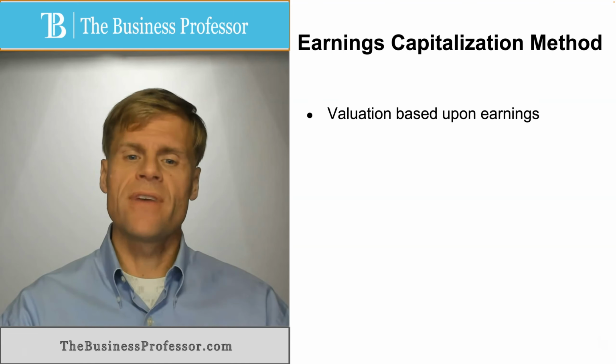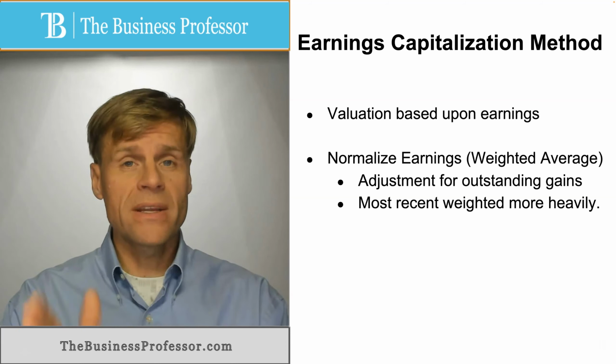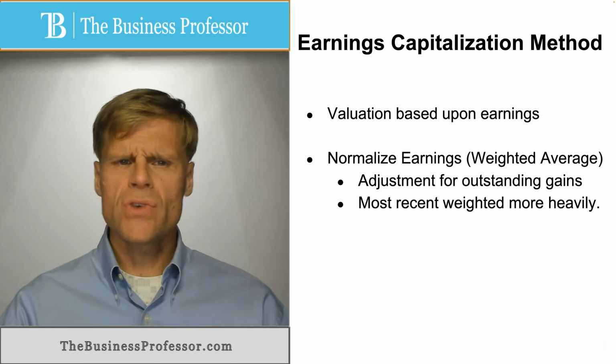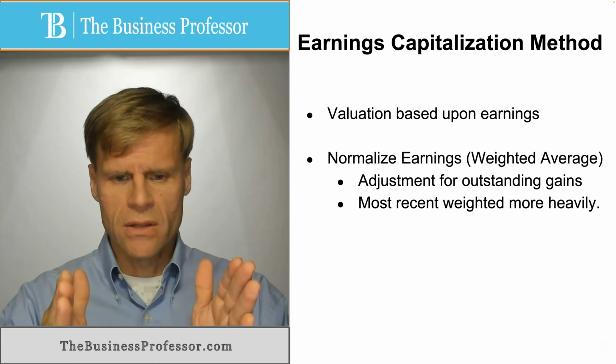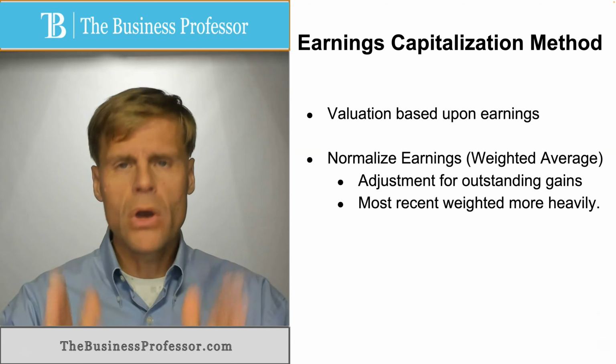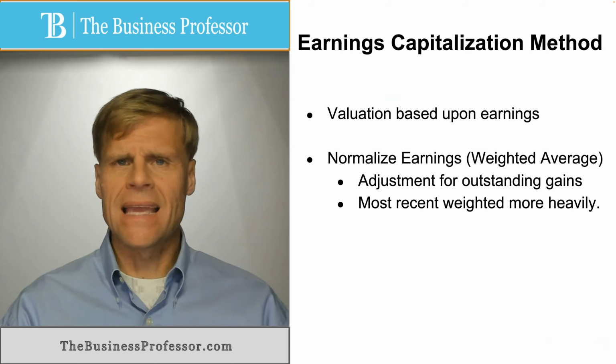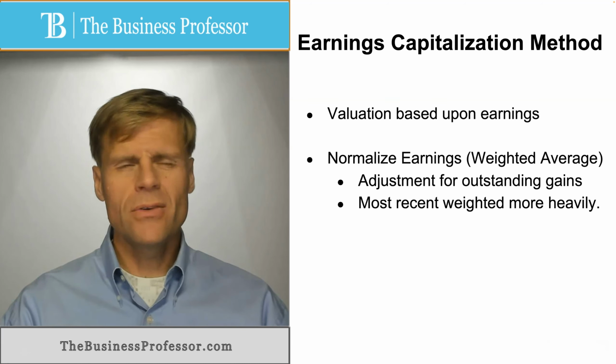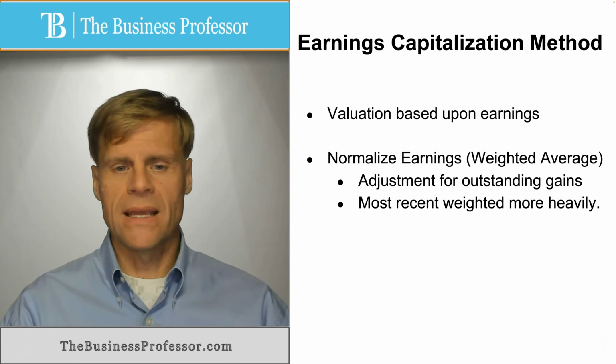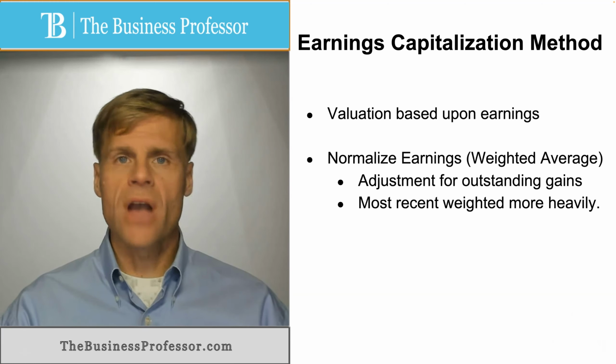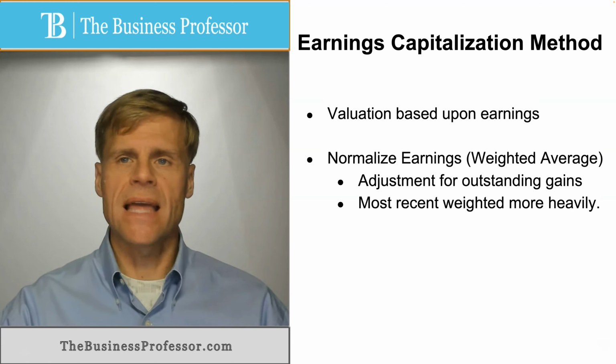Normalized earnings simply means the weighted average of earnings. So you look at present earnings and backwards and try to take a weighted average with the most recent being weighted more heavily than older or income streams from further back. And you'll adjust those income streams for any outstanding gains that are atypical, and you also oftentimes adjust it for any major executive compensation packages and things like that.